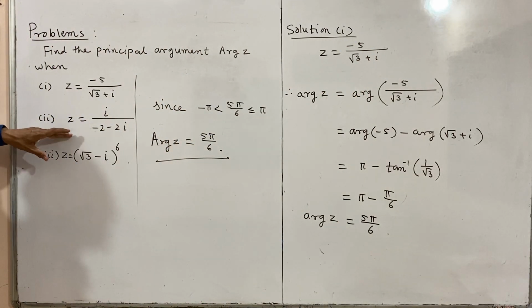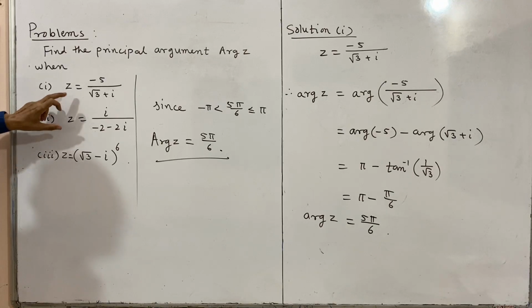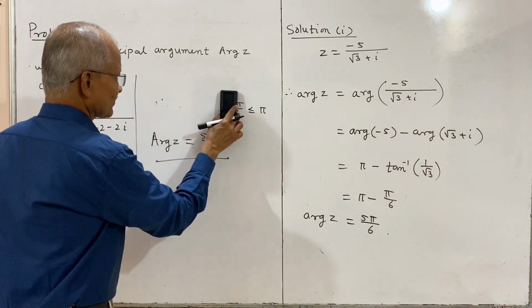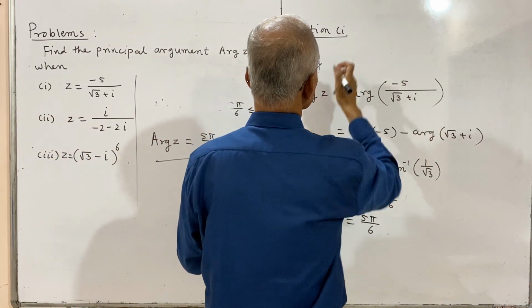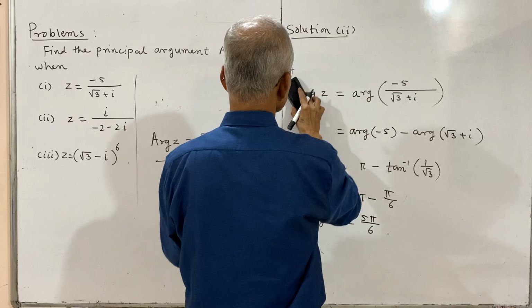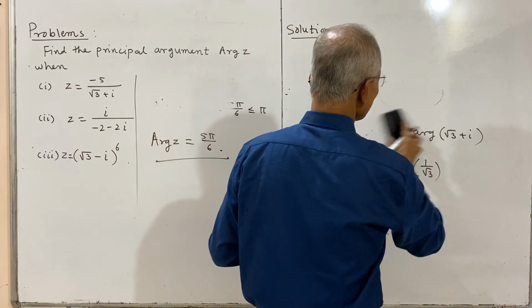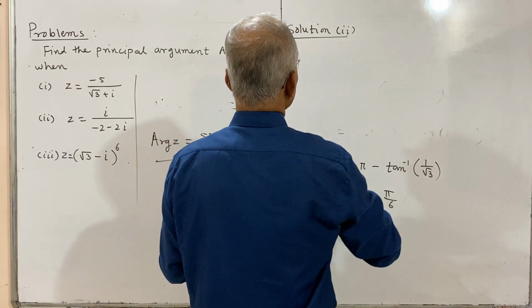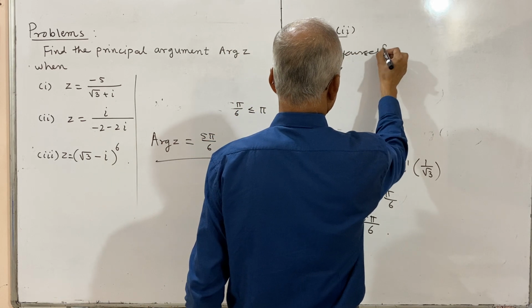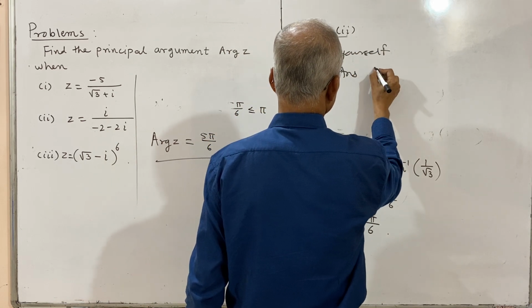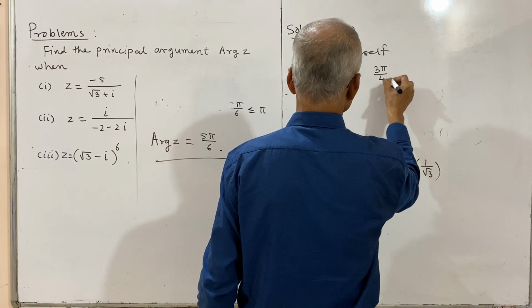So this gives the solution for the first problem, and the second is similar to the first, you try it yourself. The solution for the second problem, the answer, is 3 pi by 4.